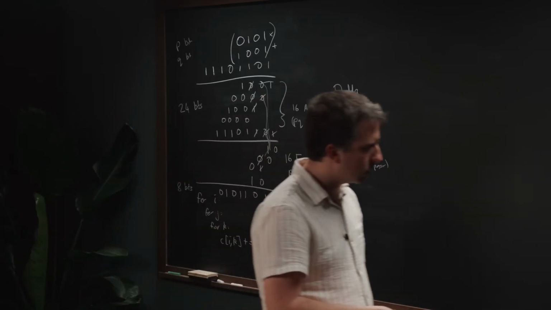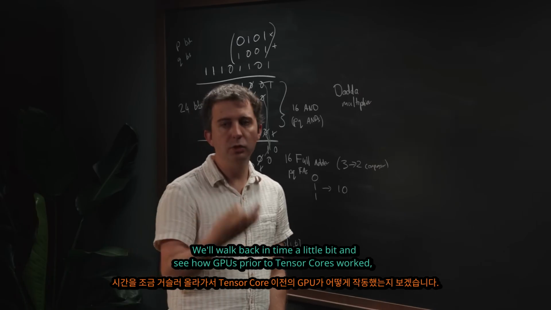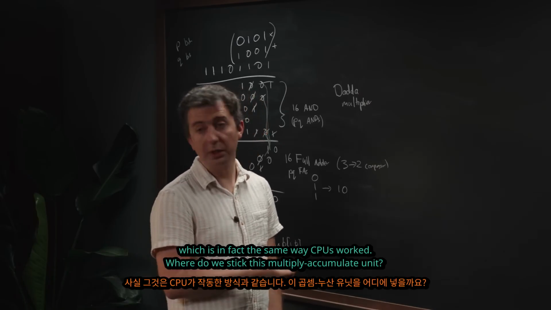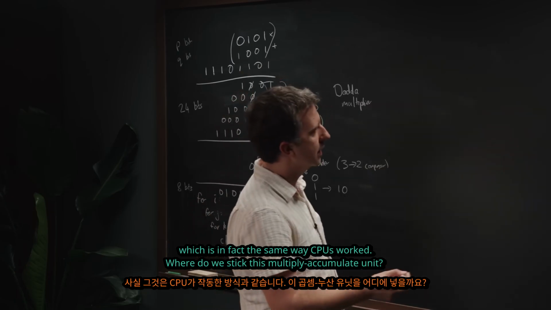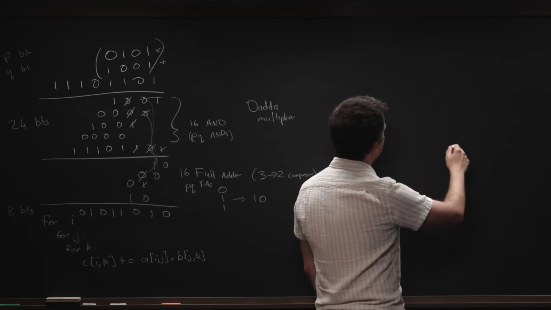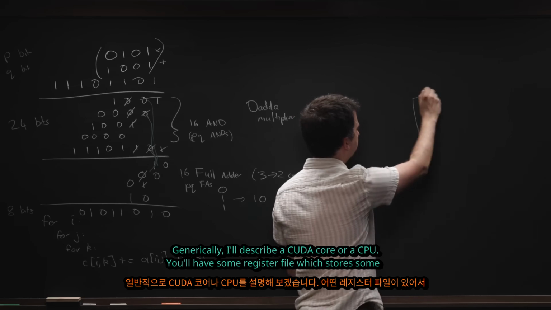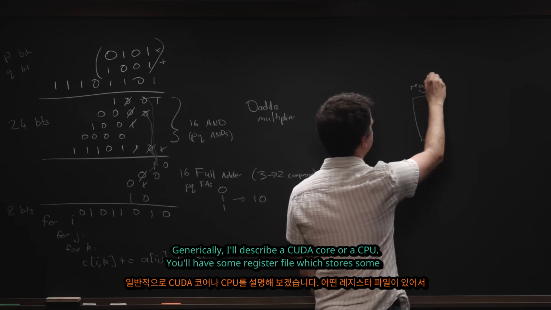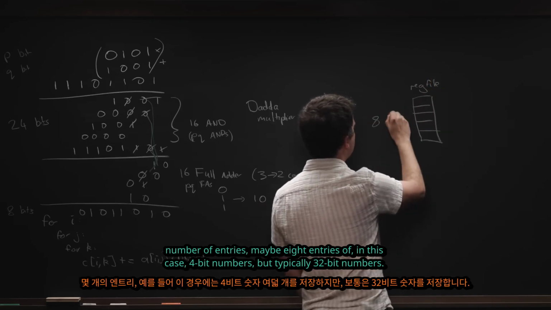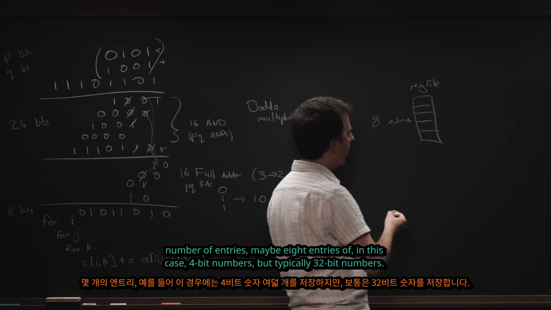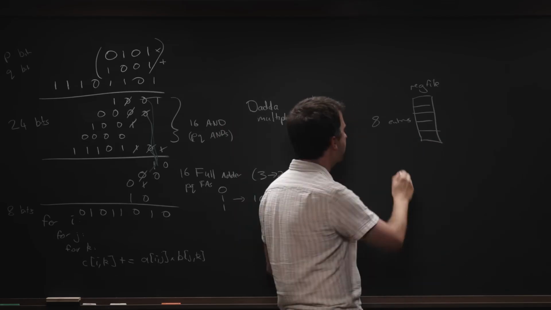So we'll walk back in time a little bit and see how GPUs prior to tensor cores worked, which is the same way that CPUs worked, in fact. Which is, where do we stick this multiply accumulate unit? Generically, I'll describe a CUDA core or a CPU. You'll have some register file, which stores some number of entries. Maybe it's 8 entries of, in this case, 4-bit numbers, but typically 32-bit numbers or something like that.